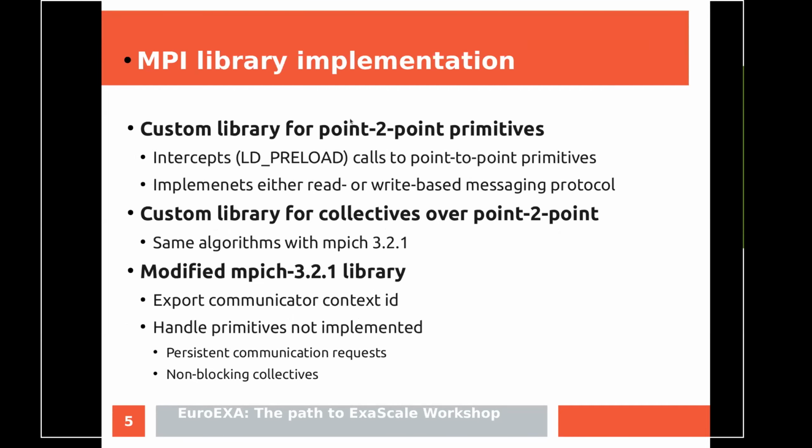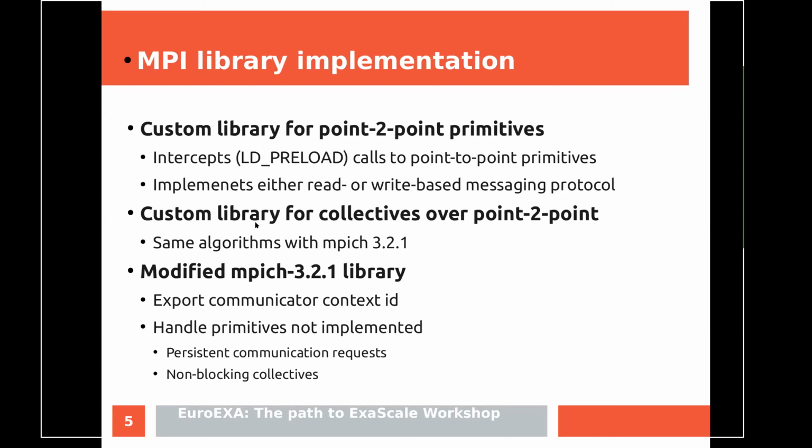And the MPI environment that we offer has three main entities. The first entity is a custom library for point-to-point primitives. And what it actually does is it intercepts most of the point-to-point primitives provisioned by the MPI standard and then implements them. And this is the library that implements either the read or write-based protocol. So this library implements the blocking point-to-point primitives, the non-blocking ones. We have not implemented yet the persistent requests.